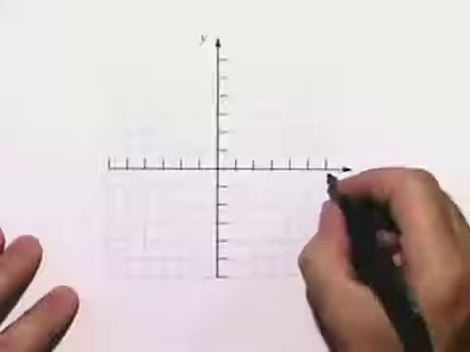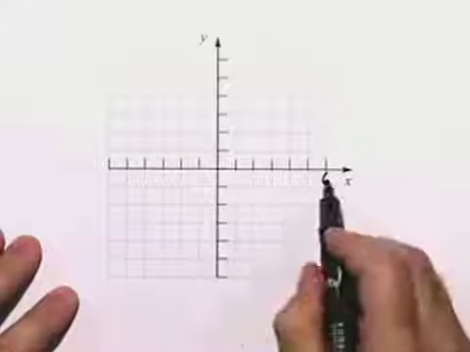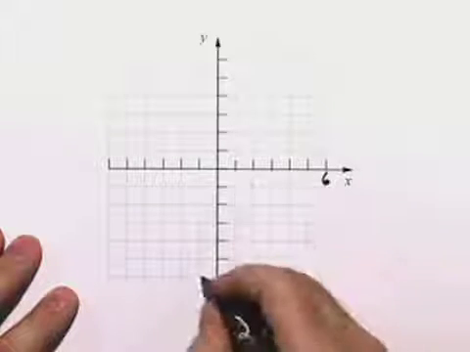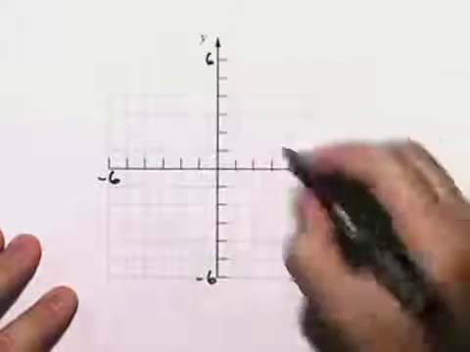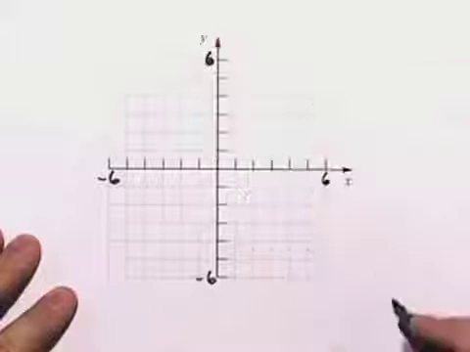Now that we've created a table of values, we can use the points from our table along with the intercepts to sketch the graph. In our grid, we're going to use a scale of 1. So we'll go to 6, and -6, -6, and 6. We're going to plot the points that we found in our table of values.